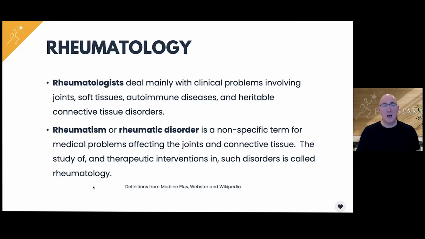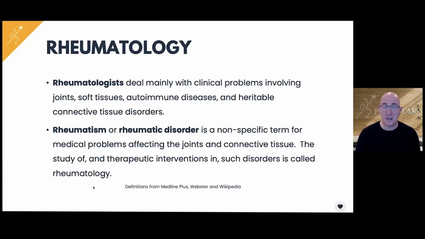So starting off with rheumatology, a rheumatologist is a clinical doctor who mainly deals with clinical problems involving joints, soft tissue, autoimmune disease, and heritable connective tissue disorders. Now, all of these we see on a regular basis inside of our clinics. It's just natural for us to have some degeneration, some joint, tendon pain. We probably all have a family member that has some type of degenerative disease. We probably also have members in our family who have some type of autoimmune disease.